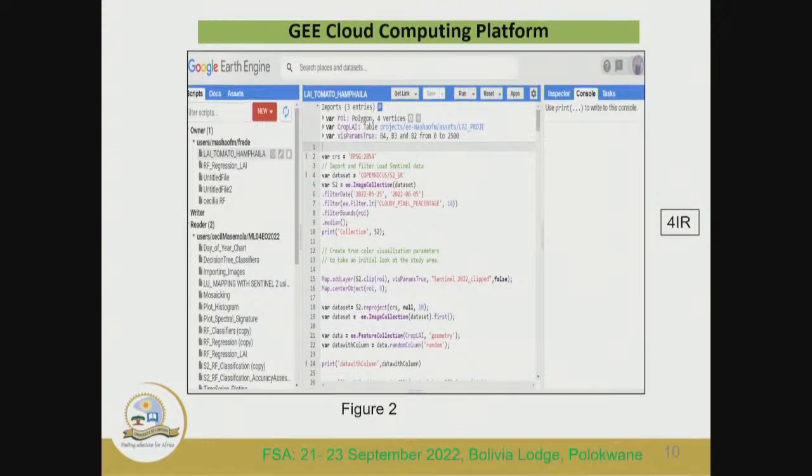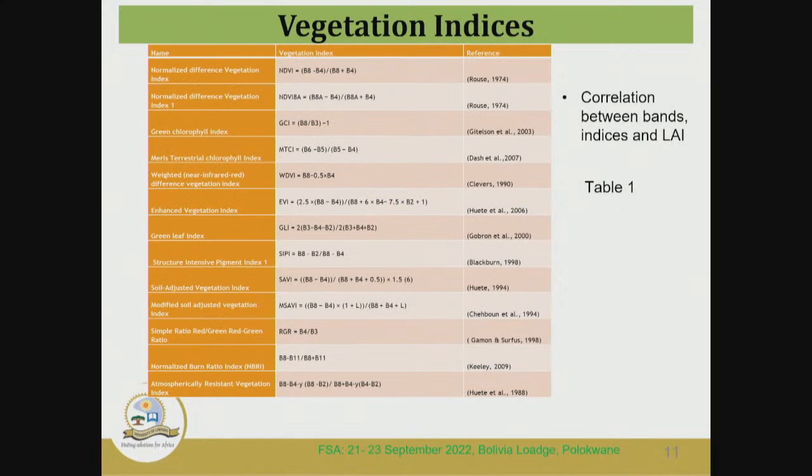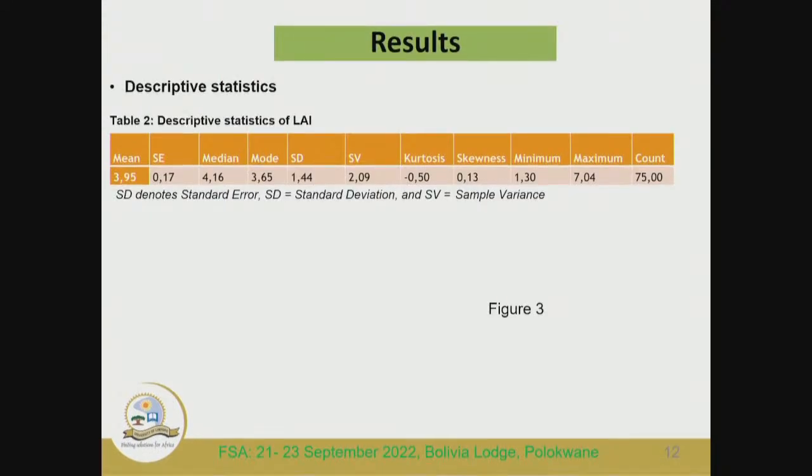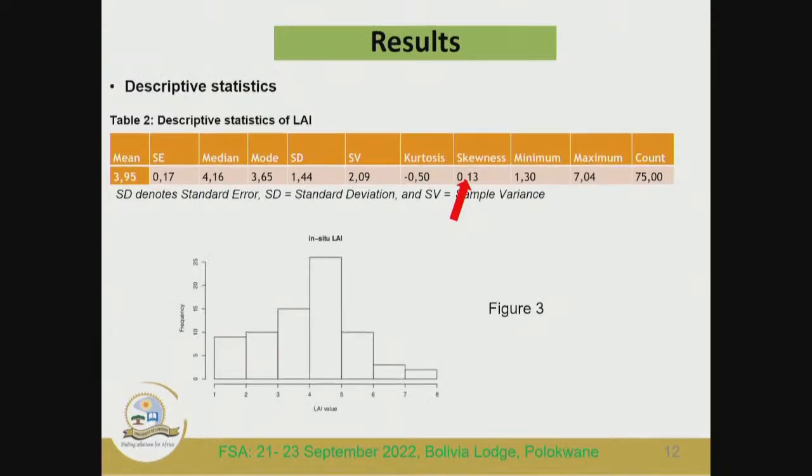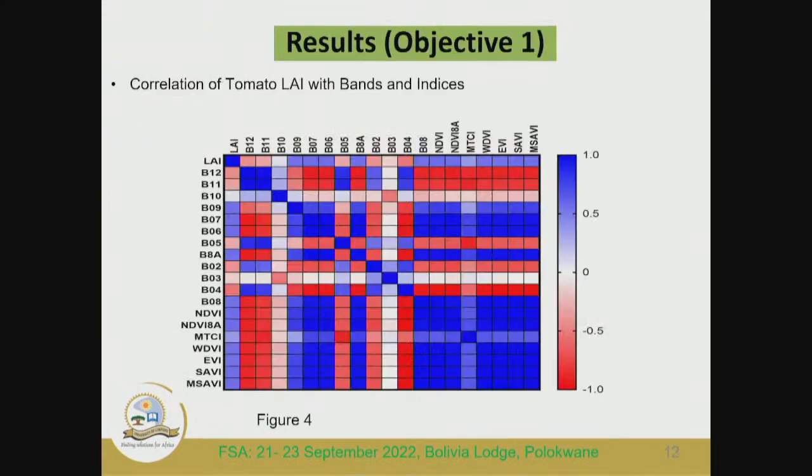Or cloud computing platform that we used in the study. These are the vegetation indices that we derived from the satellite data, and these are the descriptive statistics that we developed. But most importantly, I just wanted to show you that our data was not well distributed; it was somehow positively skewed. So it somehow affected our results.